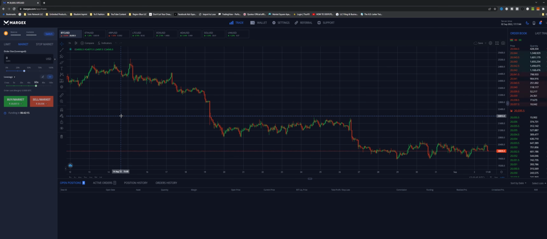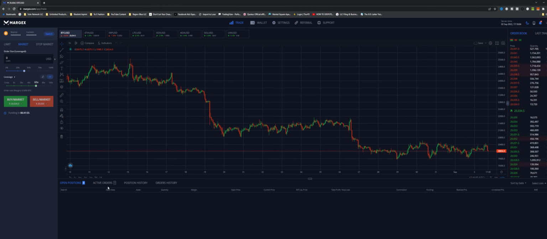The nice thing I love about Margex is everything is integrated in Margex. You don't have to go on a third-party app or third-party website to look for the trade, and sometimes the trades will even be off from the actual broker you're using. Margex has everything integrated. TradingView is integrated here. You're actually able to do everything TradingView is able to do as well.